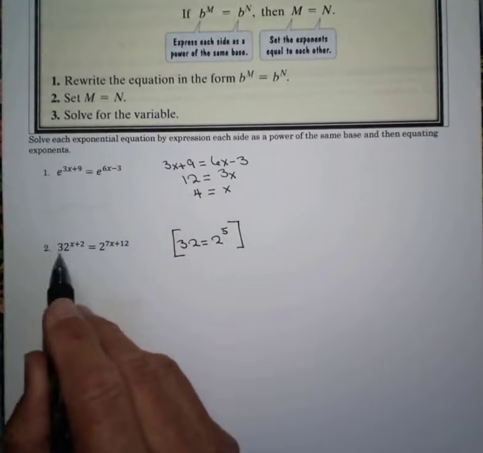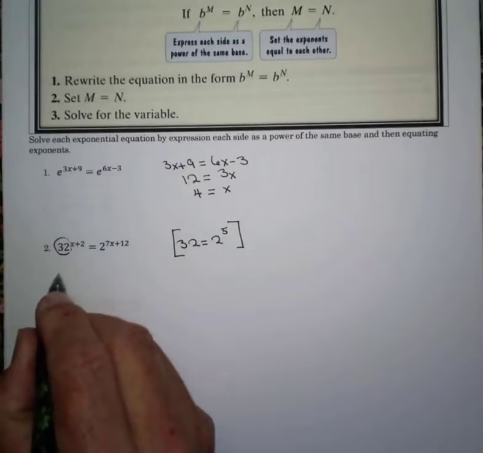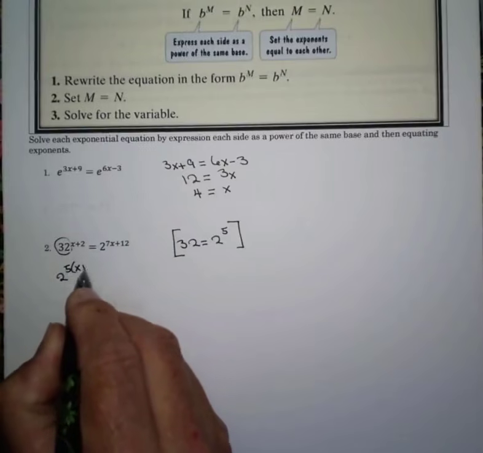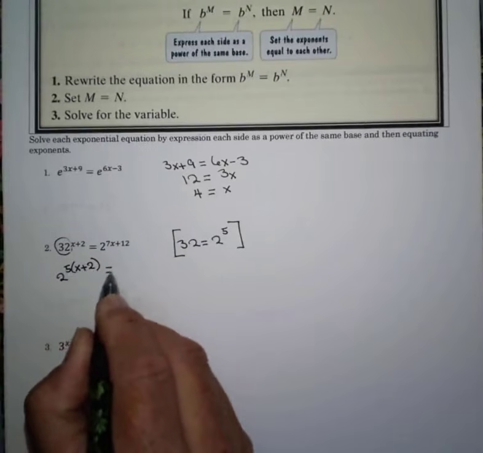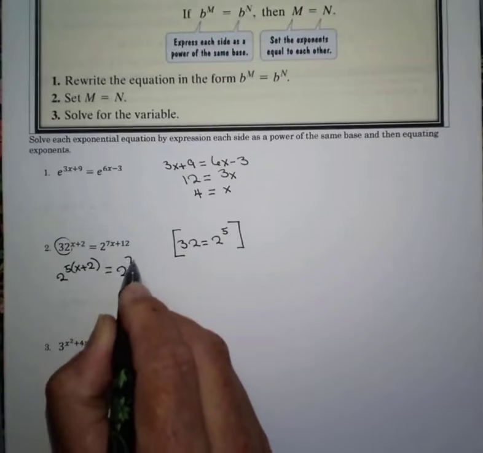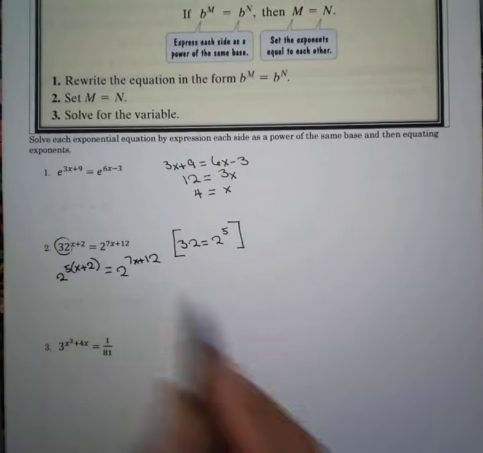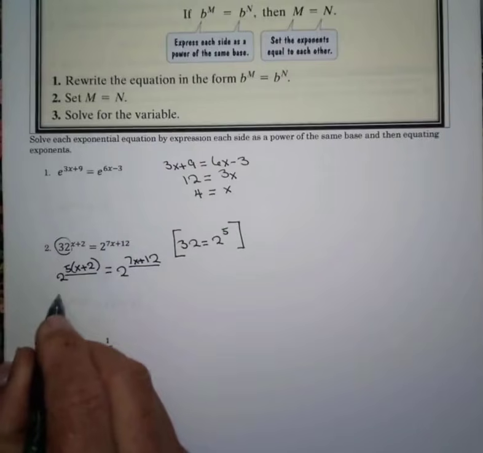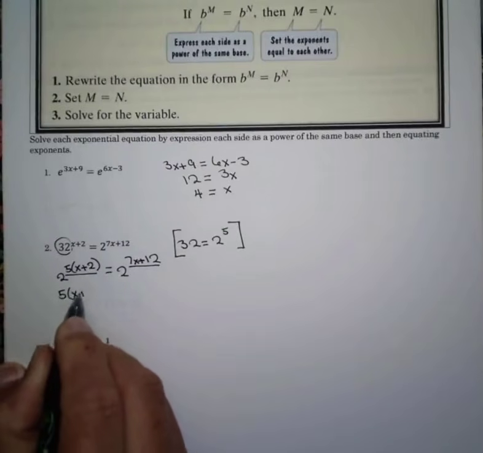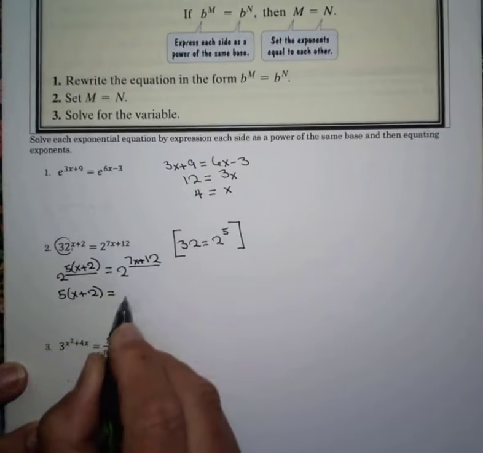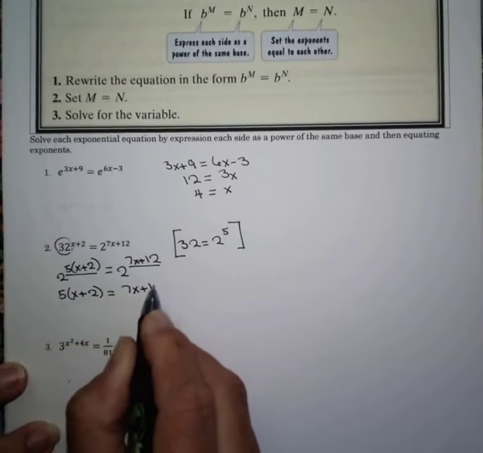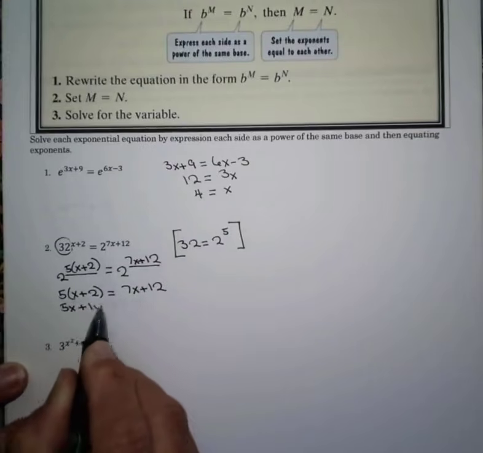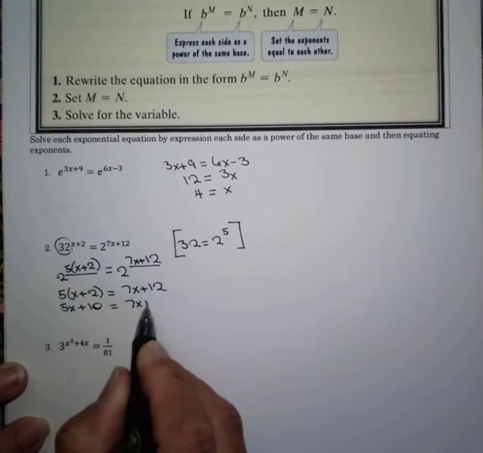Now I'm going to change this 32 to be 2 to the power of 5, and then multiply that 5 times whatever I had in the exponent, x plus 2. What's this equal to? It's 2 to the power of 7x plus 12. And now I have the same base, so all I have to do is set these exponents equal to each other. I can say 5 times x plus 2 is equal to 7x plus 12. That's pretty simple. I'll distribute this 5, and I get 5x plus 10 is equal to 7x plus 12.